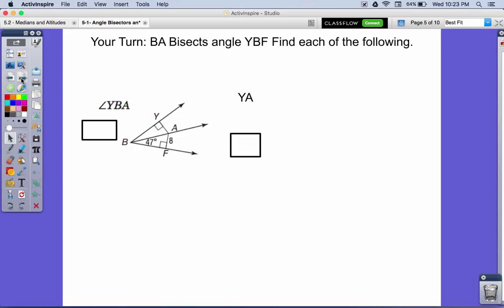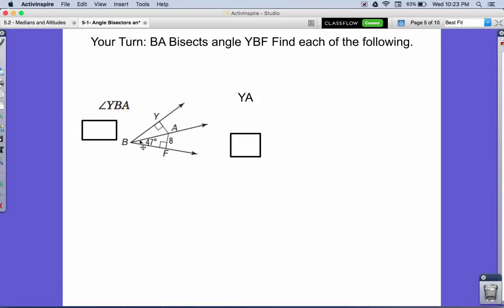Alright, so you should pause the video and try this one on your own. BA bisects angle YBF. I ask you to find each of the following. So YBA is going to be 47 and YA is going to be 8.